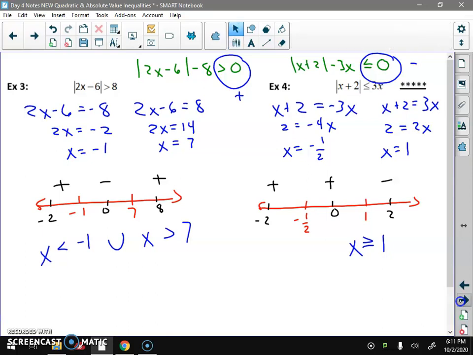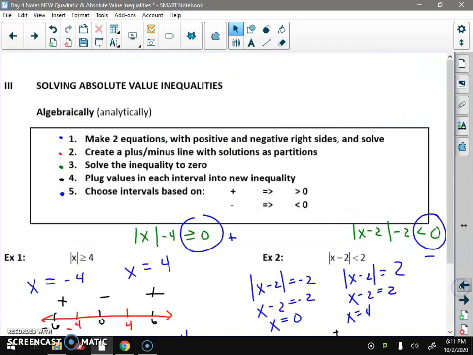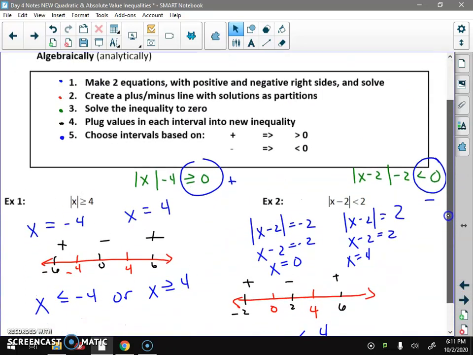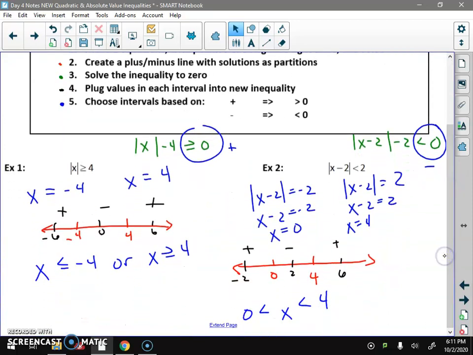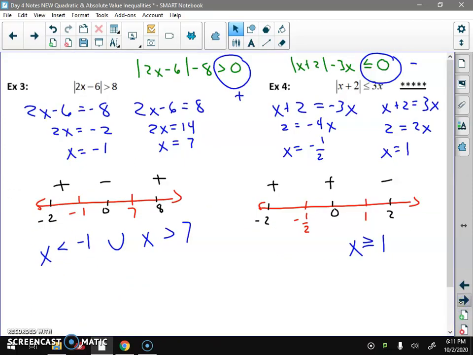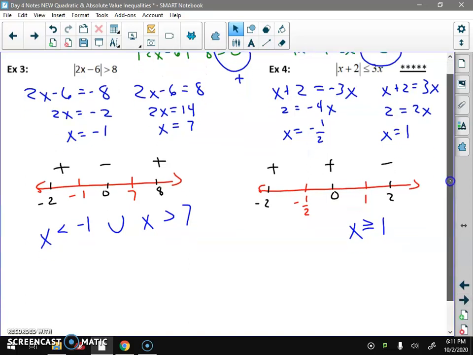mathematics is all about finding patterns, learning what's going on. Why did we have sign changes here? Plus, minus, plus. Sign changes there, plus, minus, plus. Sign changes there, plus, minus, plus. But example 4, what was different?